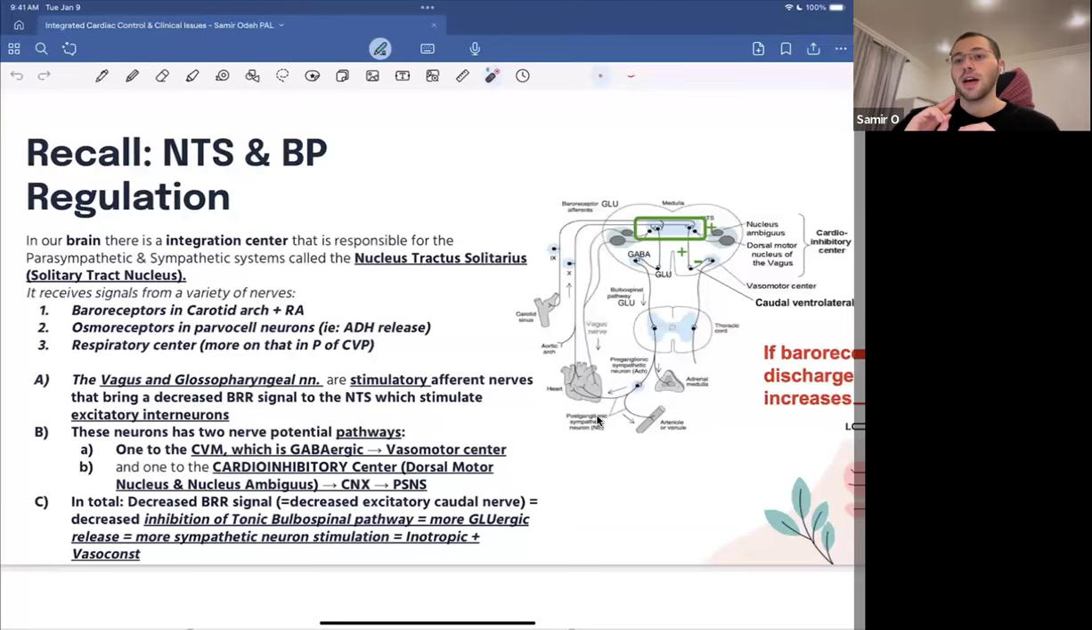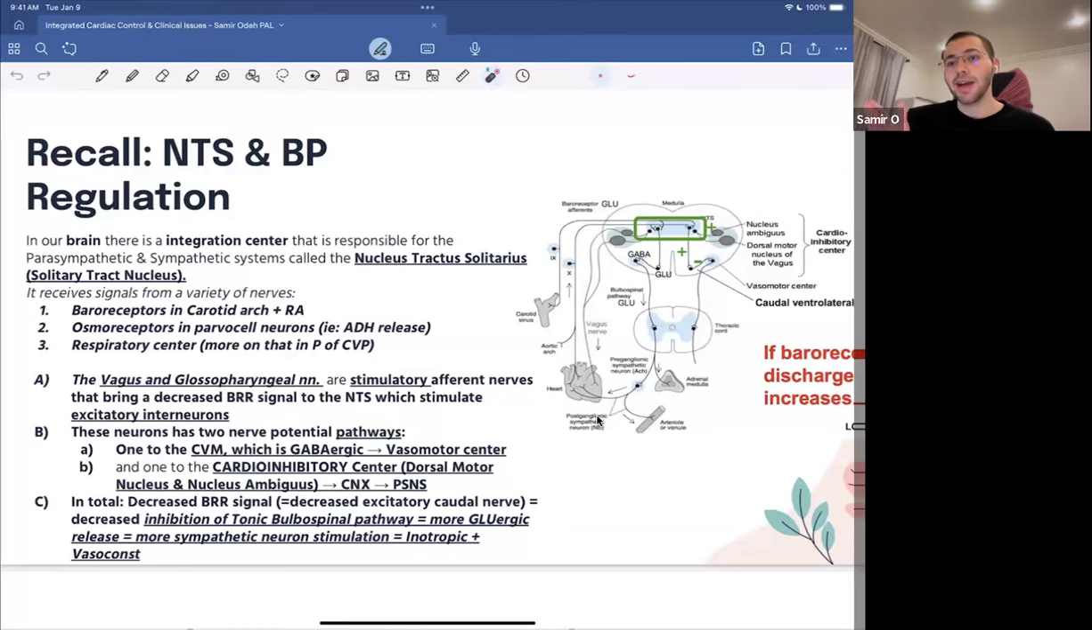For the baroreceptors, there's mainly two that you should focus on. They come from your carotid arch and also from your heart. The one from your carotid is via your glossopharyngeal nerve, and the one from your heart is via your vagus. Again, these are afferent nerves, not efferent. Afferent means they go back into the central nervous system.